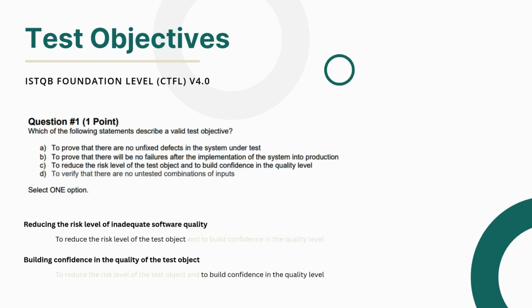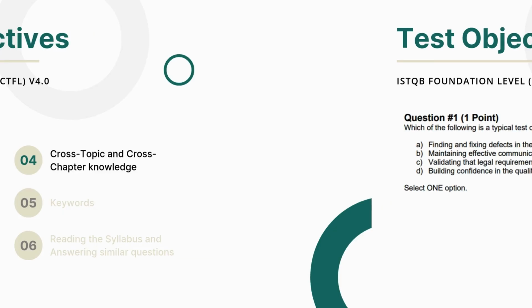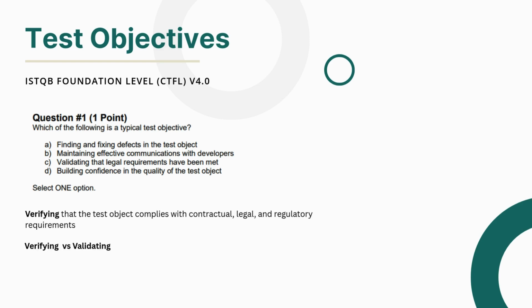Now that we've covered the first 2 success factors, let's move on to success factor 3, distractors awareness. Success factor 4, cross-topic and cross-chapter knowledge. These 2 often appear together in exam questions. Some options may look correct at first glance, but careful analysis is key. For example, option C, validating that legal requirements have been met, is a distractor. The syllabus actually says, verifying that the test object complies with contractual, legal, and regulatory requirements.